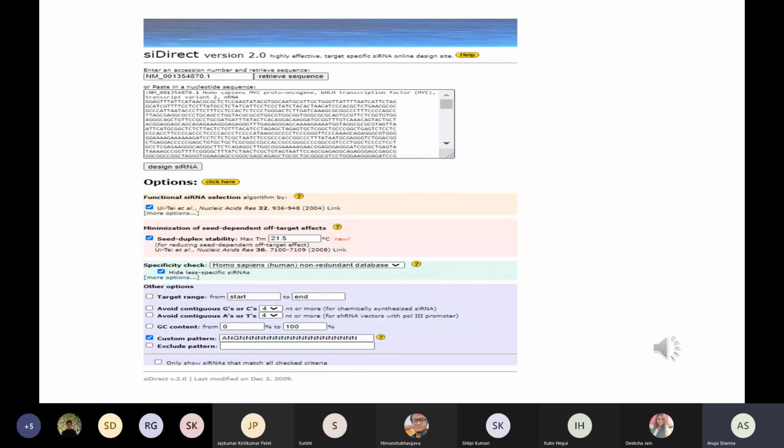Then you just need to paste the mRNA code in SI Direct software, and to change any parameter, you have to go to options, change some parameters, and then click on design siRNA. On this page, you can hover your mouse over these question marks. This will tell you the purpose of this particular step. If you have any questions in mind, you just put it here.